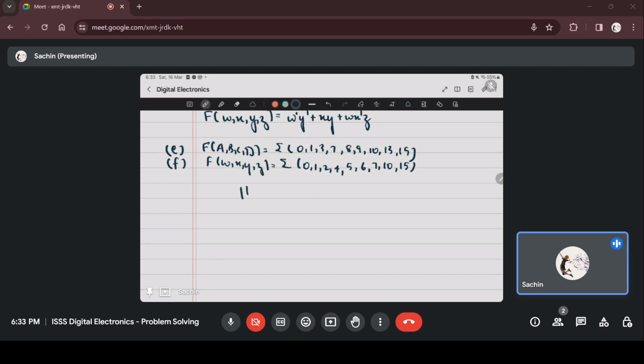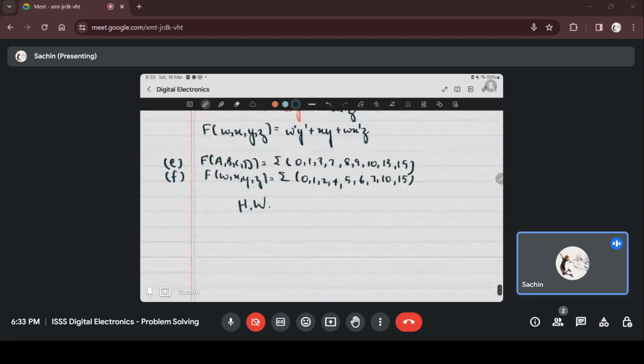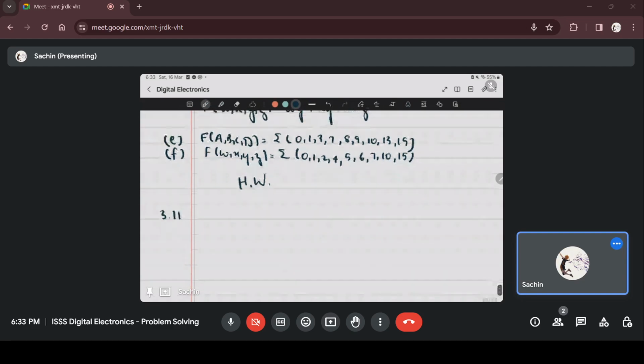And I'll leave these two as homework. They can be solved in the same way as problem 3.10 parts A, B, C and D. Next we will go to question 3.11.